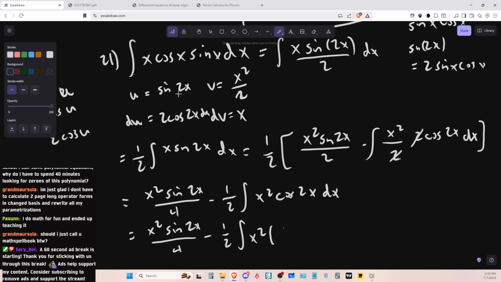I'm just glad I don't have to calculate 2 long pages of operator forms and change basis and rewrite all my... I do math for fun, and in the end up teaching it. Oh, nice. Then you probably could teach me a thing or two. Do you teach at a university level? Do you teach high school students? Which part of the educational system do you teach, or are you a tutor? Are you a math tutor? I should probably ask that too, because we welcome everybody who loves math and is willing to put their energy into educating others.